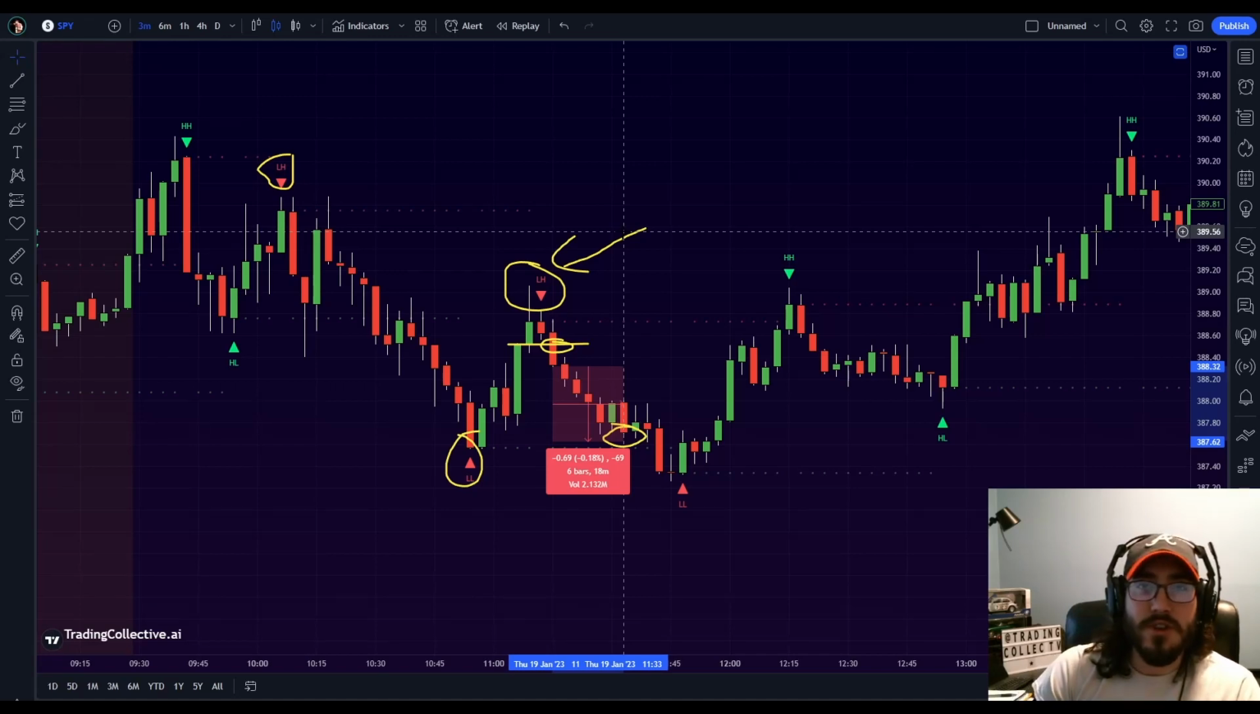But yeah, I'm going to show you guys why I don't like to trade our unconfirmed areas. And these are the times that I like to just sit back and let it play out.